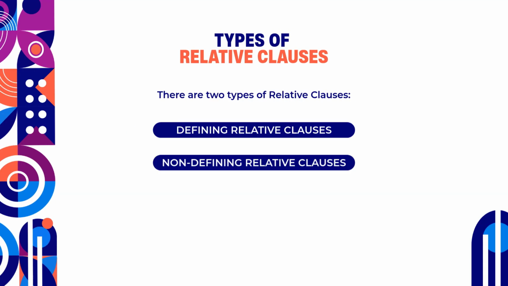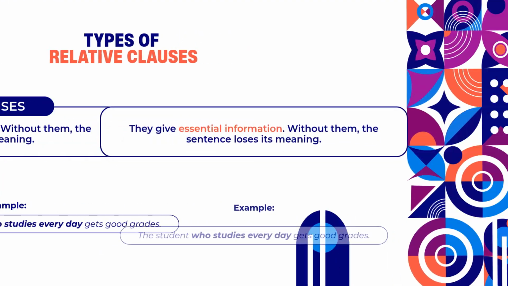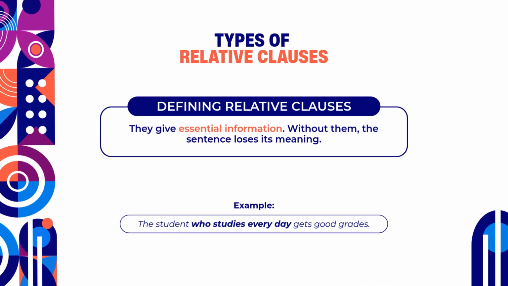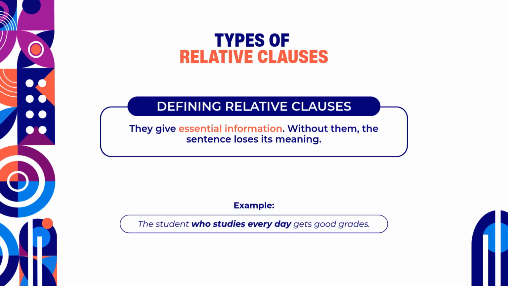Types of relative clauses. There are two types of relative clauses: defining relative clauses and non-defining relative clauses. Defining relative clauses give essential information. Without them, the sentence loses its meaning. Example: the student who studies every day gets good grades.